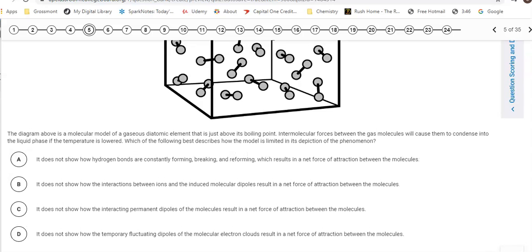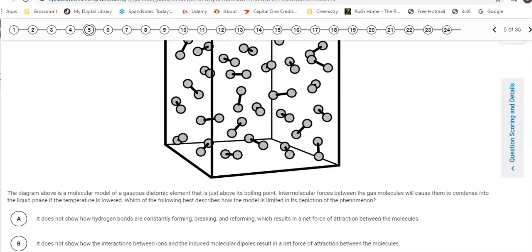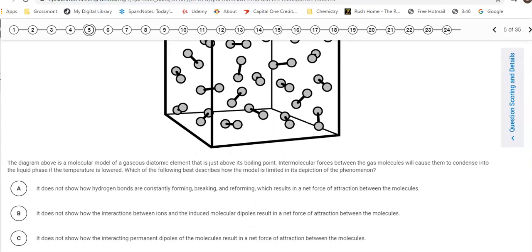C. It does not show the interacting permanent dipoles. You can see that when you have two of the same type of atom as you do here, there's no dipole. Two hydrogens are equally electronegative, so they don't pull the electrons to one side or the other. They're equally strong guys having a tug of war. So the electrons are going to be equally spread out. So permanent dipoles have nothing to do with it.